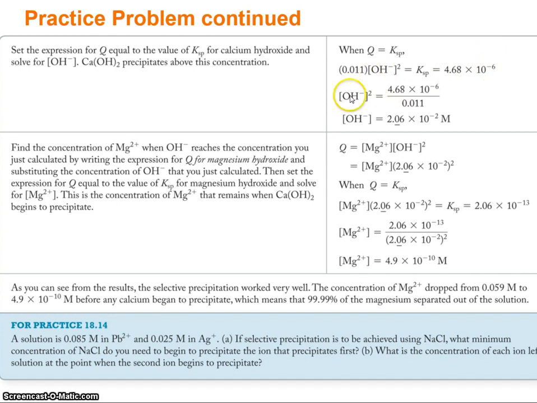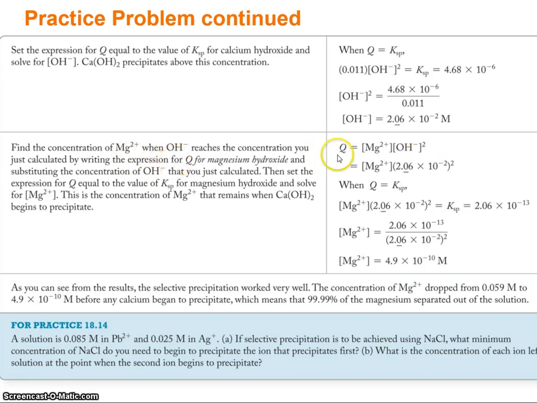So we're going to rearrange and solve for the hydroxide ion concentration. Divide by 0.011, unsquare it, and we get 2.06 times 10 to the minus 2 molar. So when the hydroxide ion concentration reaches 2 times 10 to the minus 2 molar, we're going to start to precipitate out the calcium. Now we need to figure out the concentration of the magnesium at that hydroxide ion concentration.